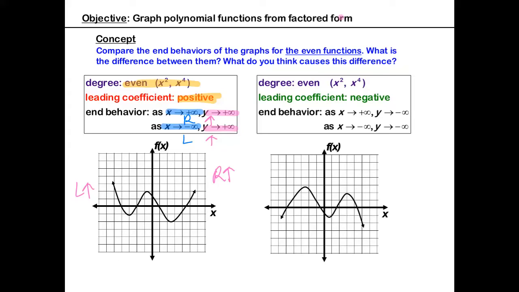If I have an even function, but a negative, again, what does the negative do to the graph? It reflects it. That means your end behaviors are going to be pointing in opposite directions. So now the right will go down and the left will also go down. So I have the left and the right side are both going to be pointing downwards because of the negative. So the right and the left are both going downwards.